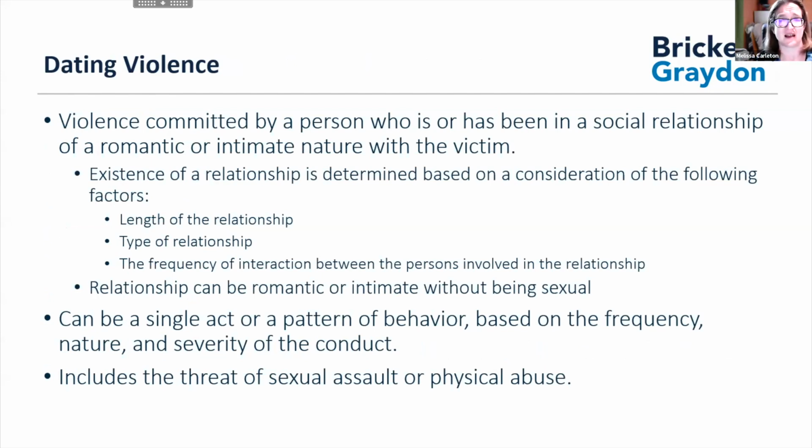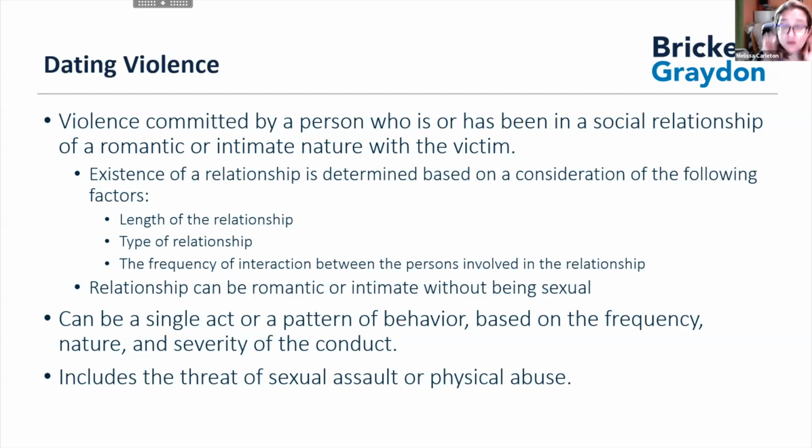So if I have a Snap streak with someone, or if I've communicated with them regularly on Tinder, but we've never met, does that equal a dating relationship? So when the parties don't agree on that, we look to the length of the relationship, the type of the relationship, and the frequency of interactions between those people in the relationship. And it can be romantic or intimate without being sexual. So maybe people haven't gotten to a point in the relationship where they're actually engaging in sexual activity, but it still may qualify as dating for the purpose of violence plus relationship.